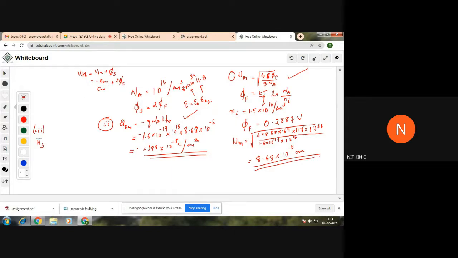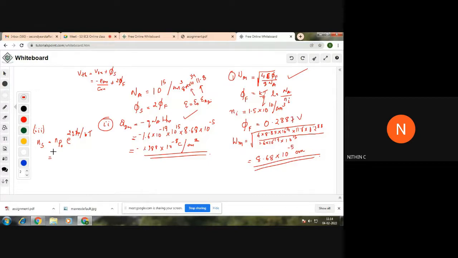Now there was another expression for ns, the electron charge density at the surface. That we derived yesterday. I'm writing that directly here. np naught e raised to 2q phi f by kt. I have already told you yesterday how to do it.